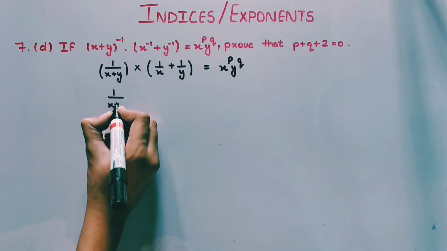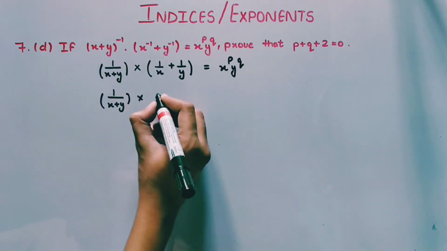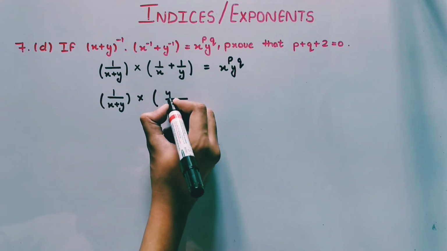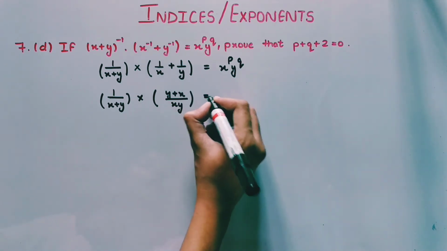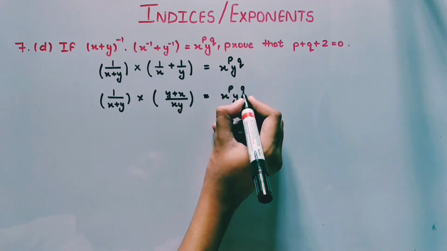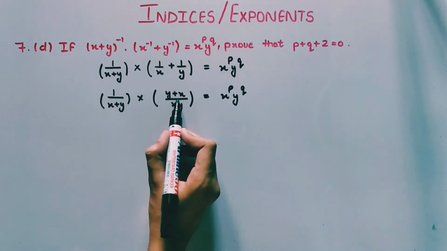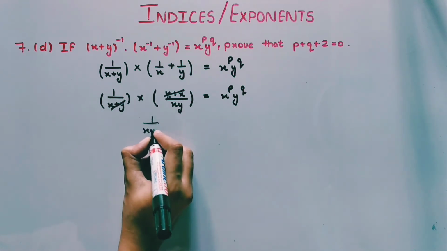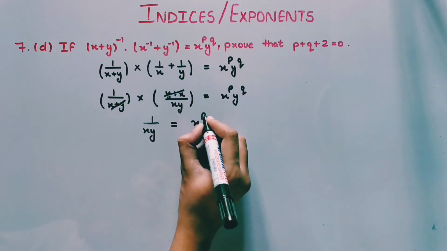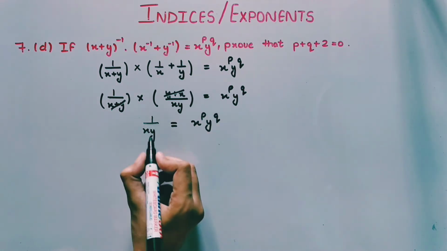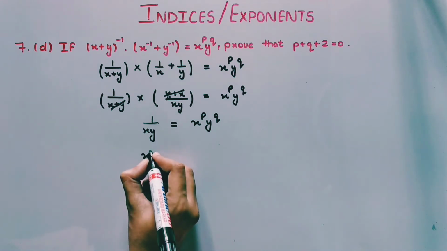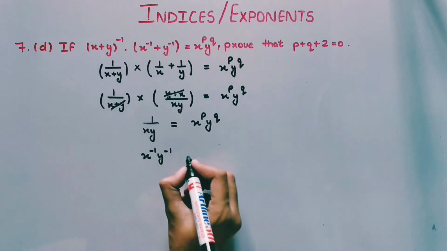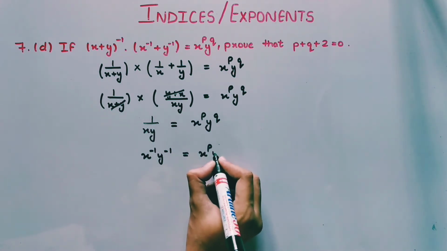Here we have 1 upon (x + y) multiplied by, here the LCM will be x multiplied by y, (y + x), that is equal to x^p y^q. Now we have x + y, hence this will be cancelled. So we have 1 upon xy, that is equal to x^p y^q. 1 upon xy can be written as x^(-1) y^(-1), because this is in division, that is equal to x^p y^q.